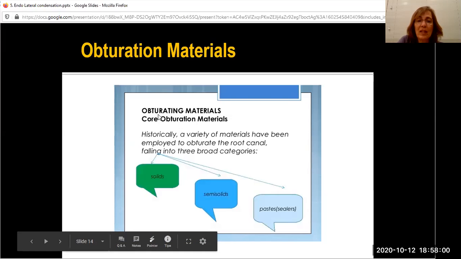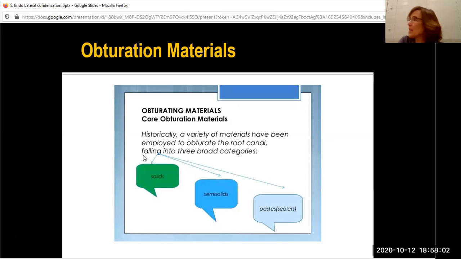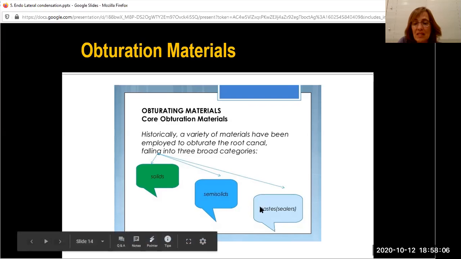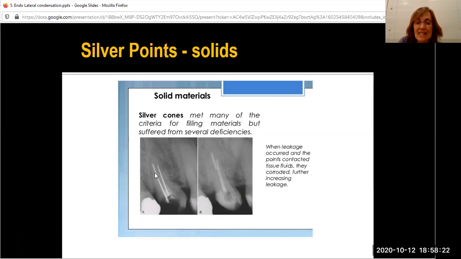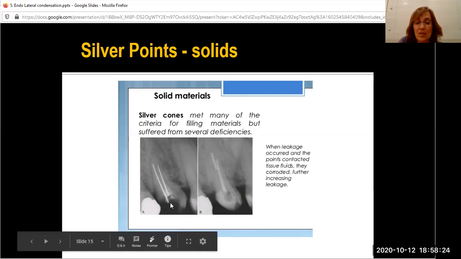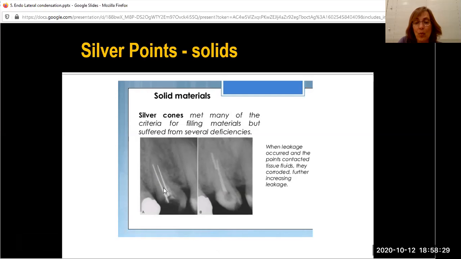Okay? Obliterating materials over the history of time. We see here that we had solids, semi-solids, and paste and sealers. The semi-solids and the pastes are what we are using today. Solids were at one time placed in teeth, and they were silver points. Silver points were placed inside of the canal once it was cleaned with a sealer surrounding the silver points.